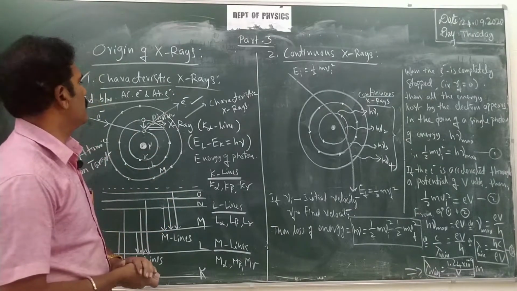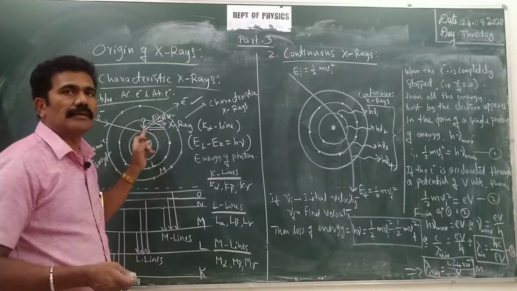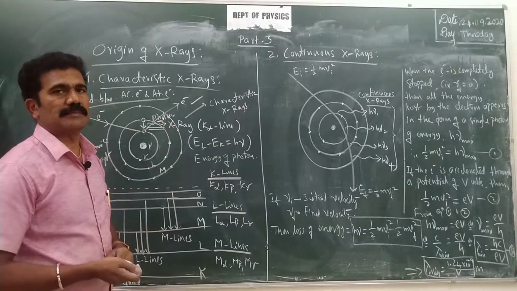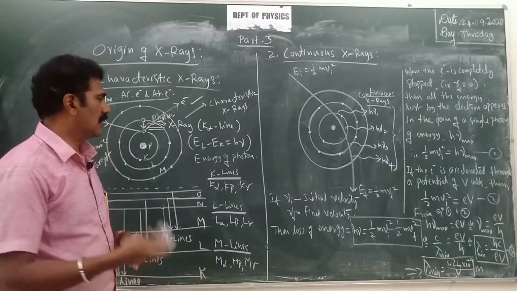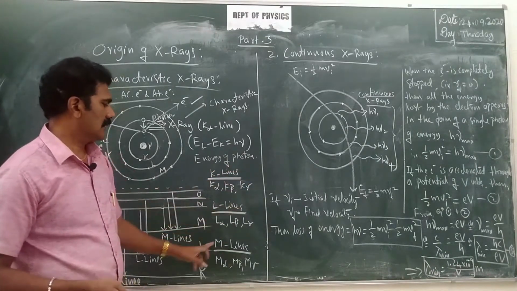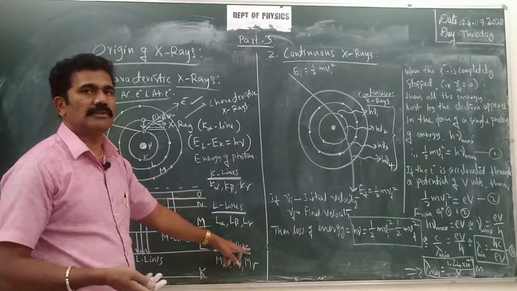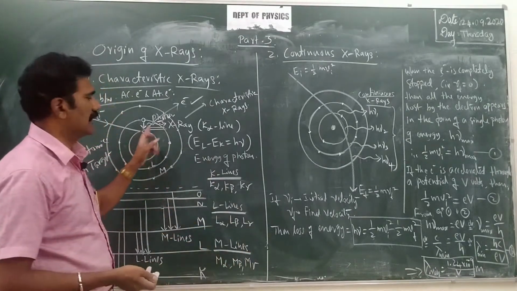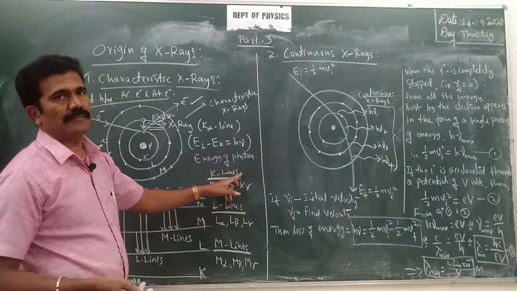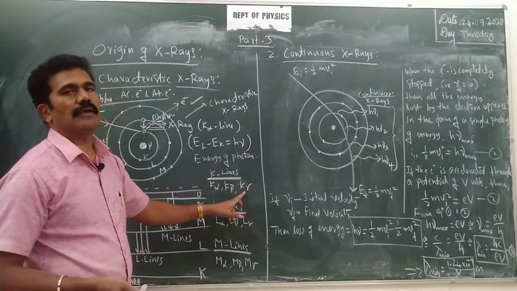How? It depends upon from which particular shell the electron is knocked off. Based on that, we have three different possible spectral lines here. They are called K lines or K series, L lines, M lines. What do you mean by that? If the jumping of the electron takes place from the K shell, then we call them K lines. Again we have three types in that: K alpha, K beta, K gamma.